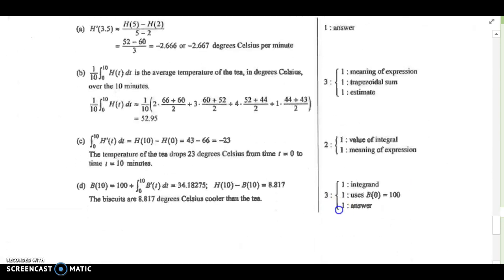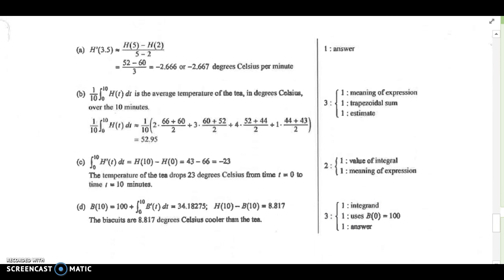On the final page, you can see how the AP board would score your various problems. 9 points total, and you can see the different things they were looking for in those.